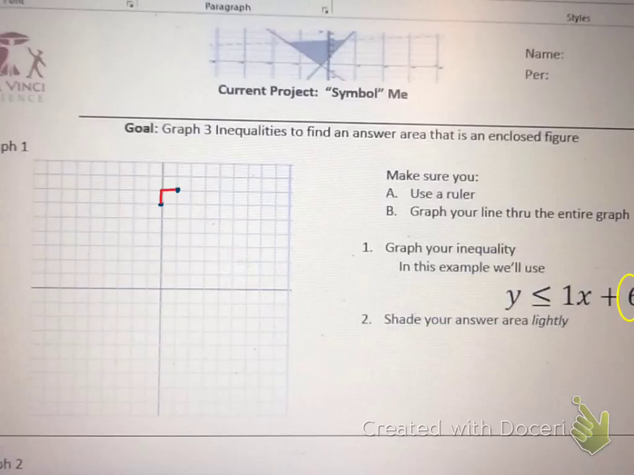Our next thing will be to draw a line, because that's y is less than or equal to. If there's an equal to, it is a solid line like that. Okay? Now, we also look at it is less than or equal to. So where do we shade? That's where a lot of students get mixed up.